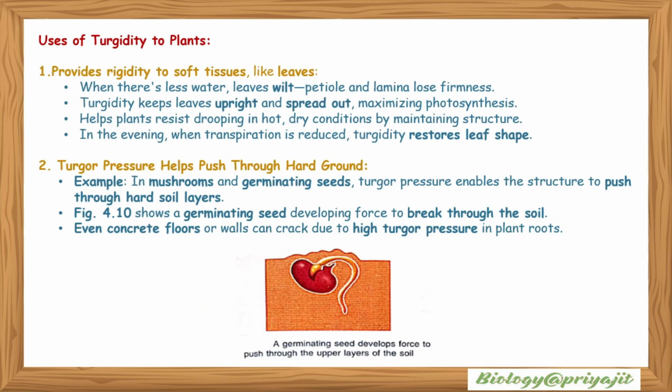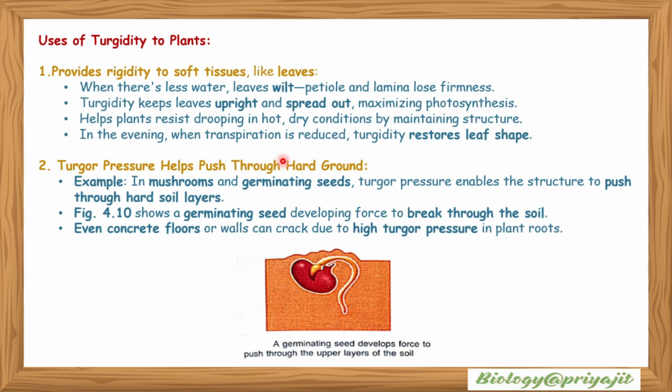Use of turgidity to plants: provide rigidity to soft tissues like leaves. When there is less water, leaves wilt, and petiole and lamina lose firmness. Turgidity keeps leaves upright and spread out, maximizing photosynthesis. It helps the plant resist drooping in hot, dry conditions by maintaining structure. In the evening, when transpiration is reduced, turgidity restores leaf shape.